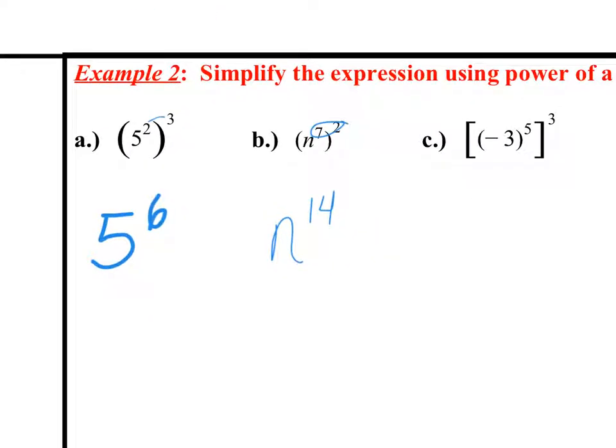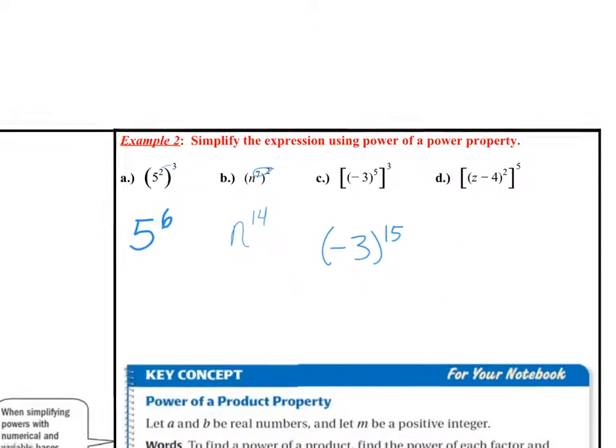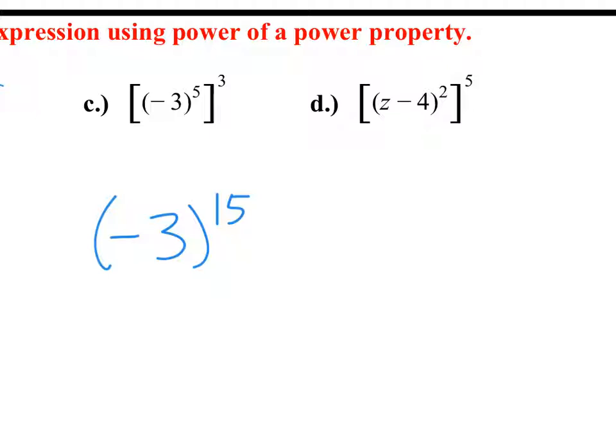Now, again, it's important to keep your negatives in parentheses. It's negative 3 to the 5th, all that to the 3rd. Multiply your exponents, we get negative 3 to the 15th. So if it's in parentheses to start with, keep it that way, please. And here, the last one, you're going to keep this one in parentheses. Z minus 4. Multiply your exponents, it's Z minus 4 to the 10th. 2 times 5.